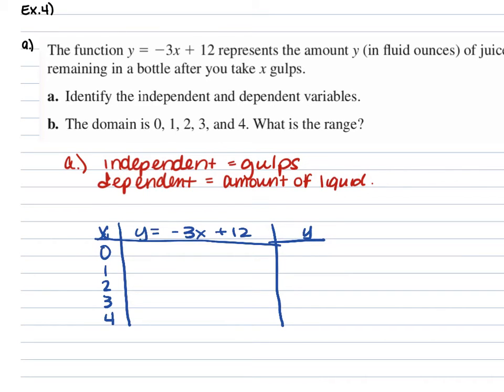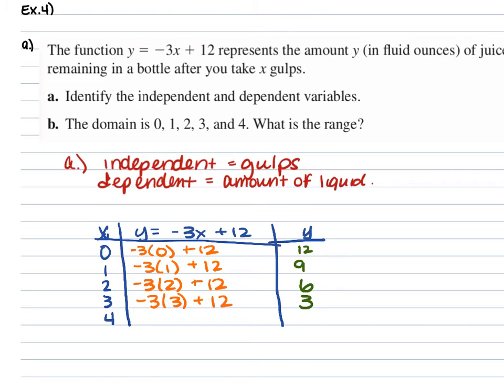So if we plug these values in, we have negative 3 times 0, which is 0, plus 12. That gives us a y value of 12. Then we have negative 3 times 1, which is negative 3, plus 12 is 9. For 2, we have negative 3 times 2, which is negative 6, plus 12 is positive 6. And then we have negative 3 times 3, which is negative 9, plus 12 is positive 3. And then we have negative 3 times 4, which is negative 12, plus 12, which is 0.